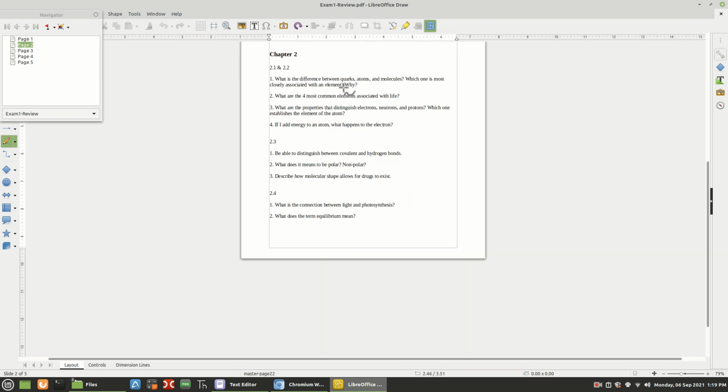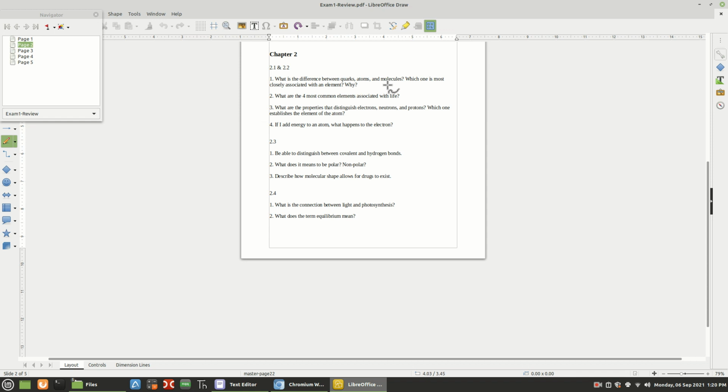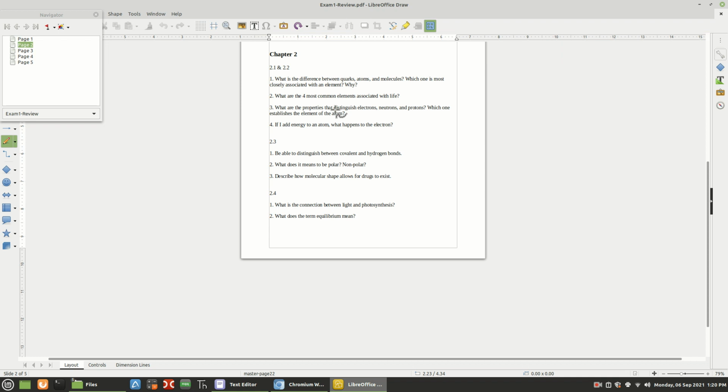I'm probably not going to ask this question, but we didn't talk about quarks. Quarks are smaller than atoms. Atoms are smaller than molecules, and they each make up one another. And of course, which one is most closely associated with an element? That would be the atom. But I'm probably not going to ask that question, but you should know that.